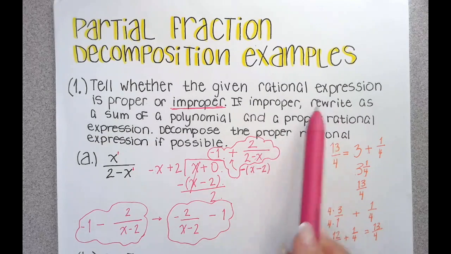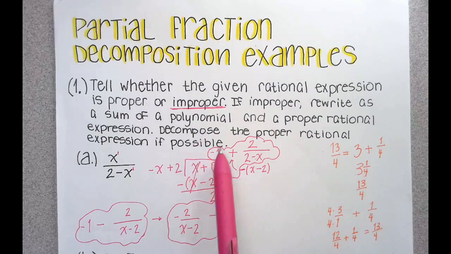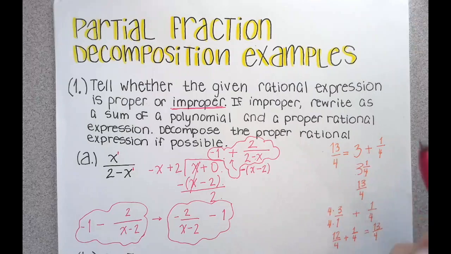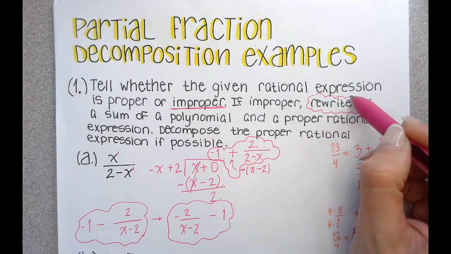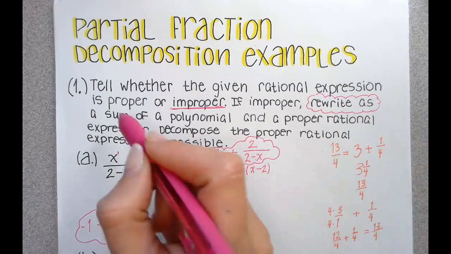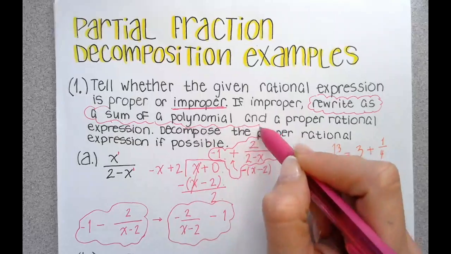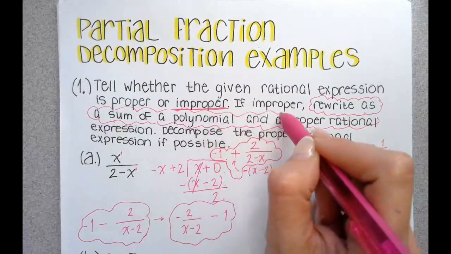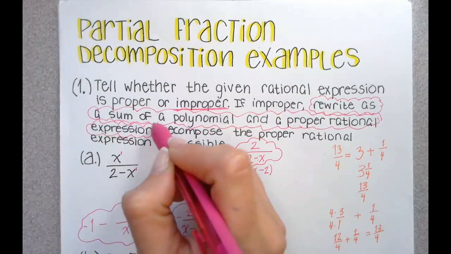Now, if improper, we write it as the sum of a polynomial and proper rational expression. Done. Check. Here, decompose the proper rational expression if possible. Well, it's not possible because my denominator is already prime. So there's nothing I can do any further to decompose this. So I've completed that part of the example. All right. So in the end, we'll have it rewritten as a sum of a polynomial and a proper rational expression.